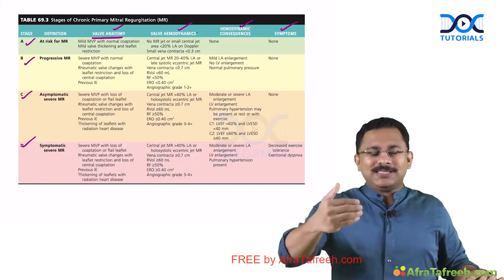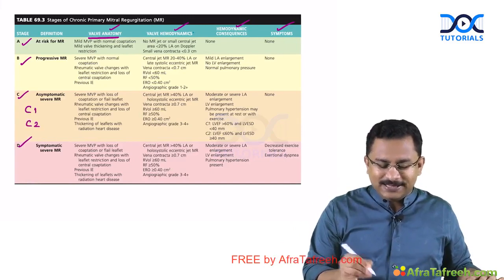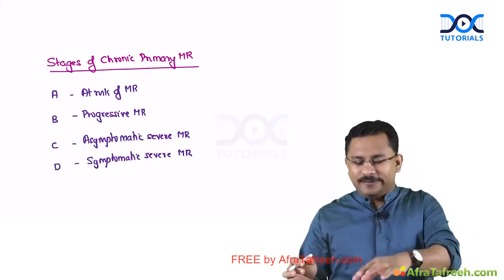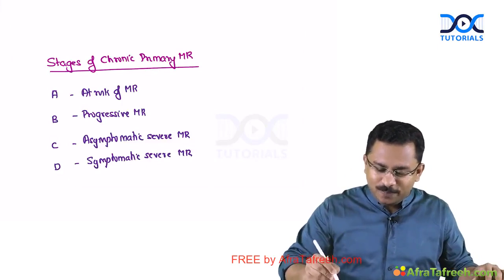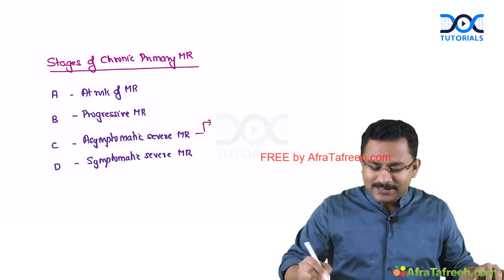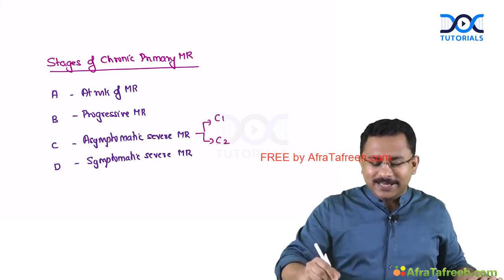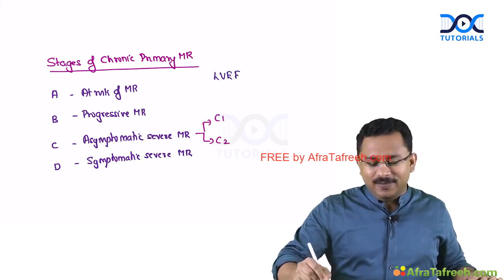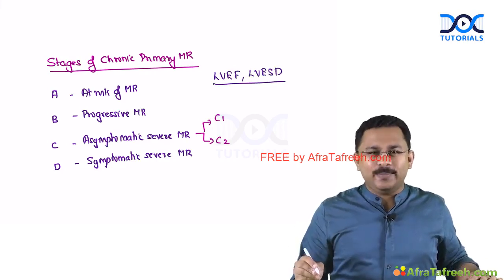When it comes to staging A, B, C and D, please understand that stage C has C1 and C2 components. Stage C, the stage of asymptomatic severe MR, again has 2 components: stage C1 and stage C2. The basis of this subdivision is the left ventricular ejection fraction and the LVESD, the left ventricular end systolic dimension.